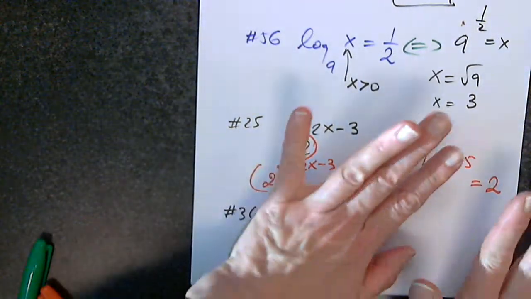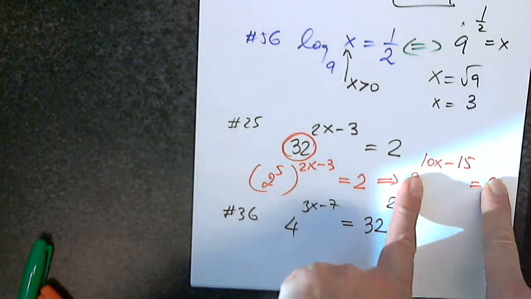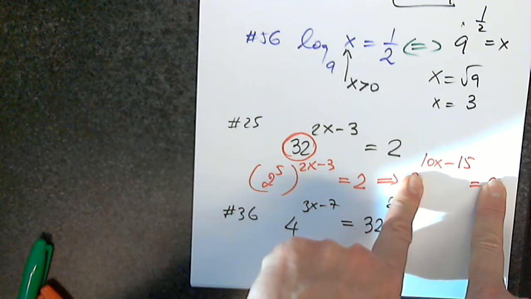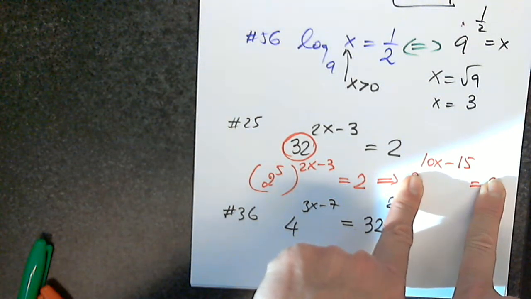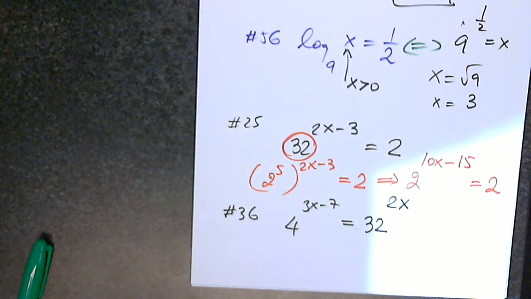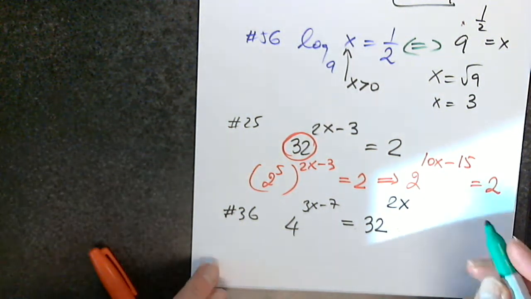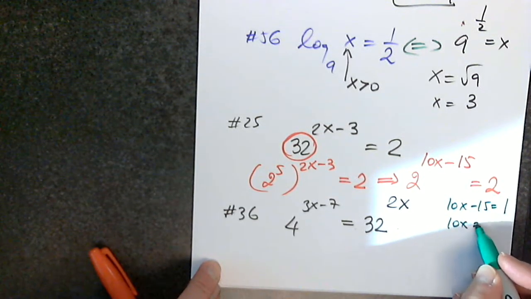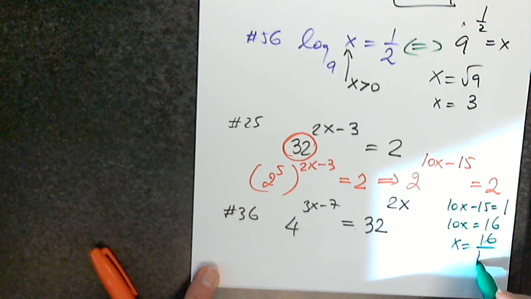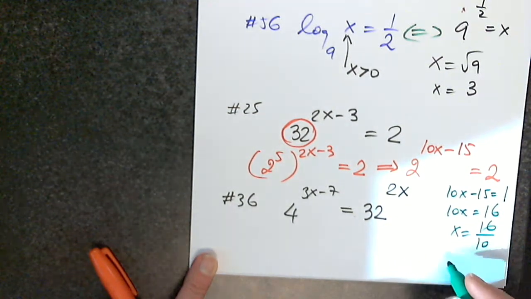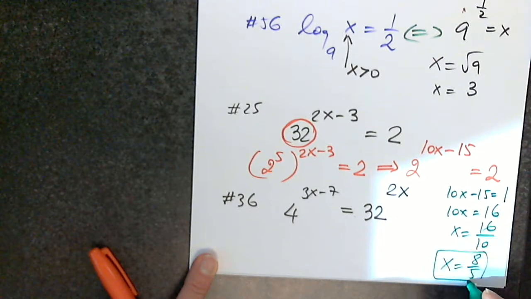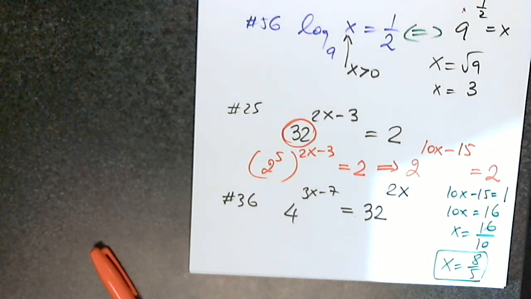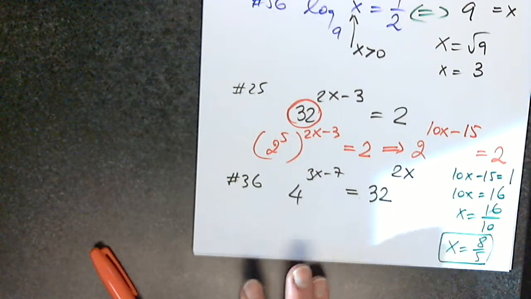Here's how we think about it. Two numbers are equal and they have the same base. What has to happen to their exponents? What do I have to write? Yes, so 10x minus 15 must equal 1. Or 10x must equal 16, or x must equal 16 over 10, and I have to simplify by 2, so x equals 8/5. Any questions here? Okay, 36.